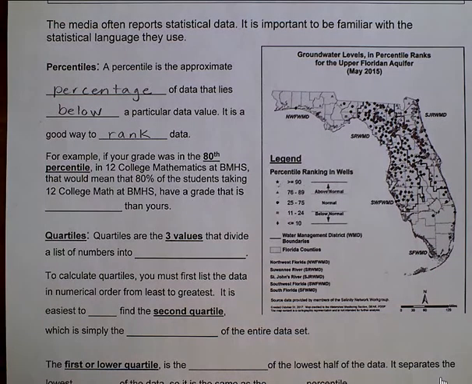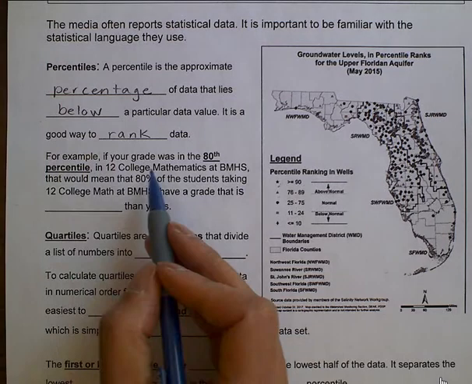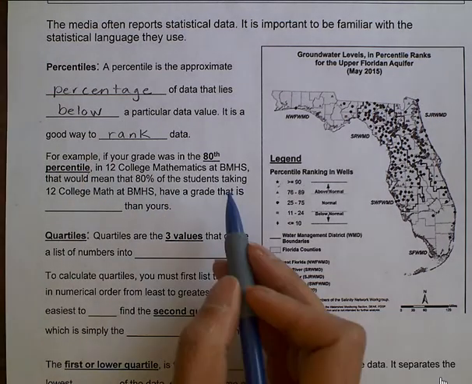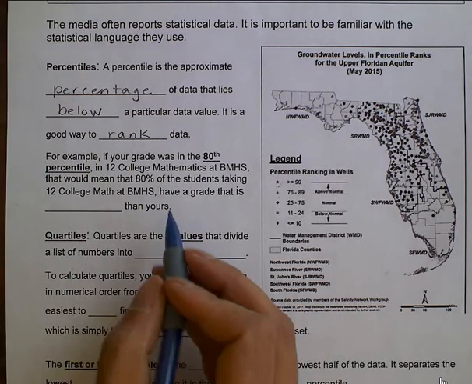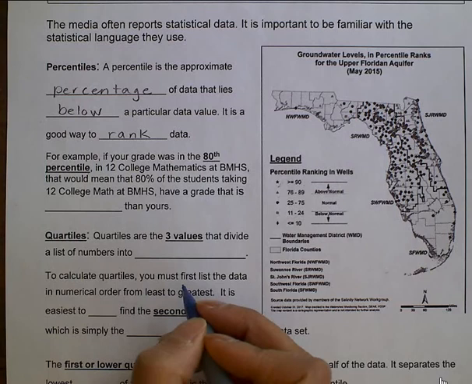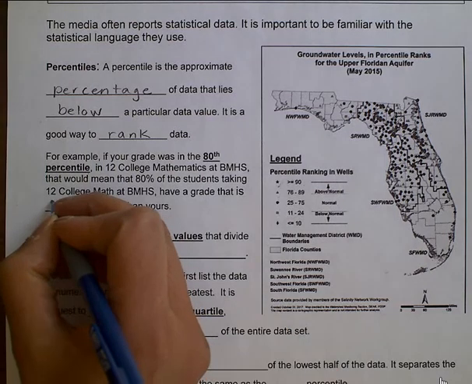So, for example, if your grade was in the 80th percentile in 12 college mathematics at Banting, that would mean that 80% of the students taking 12 college math at Banting have a grade that is lower than yours.